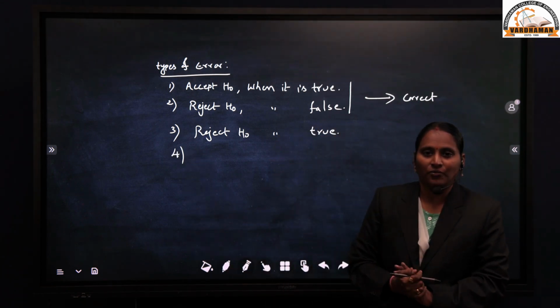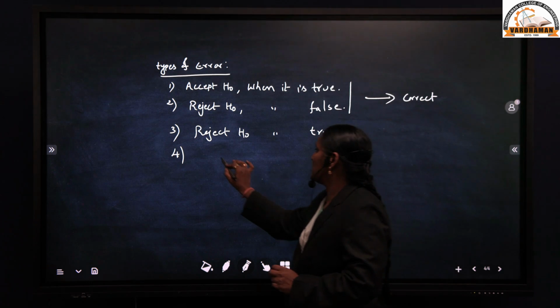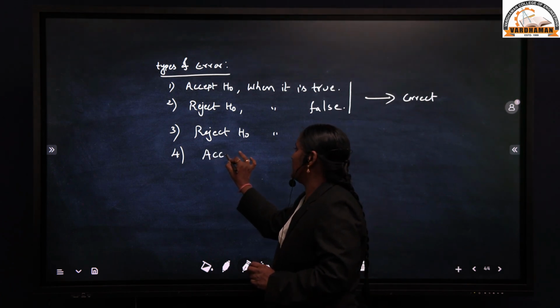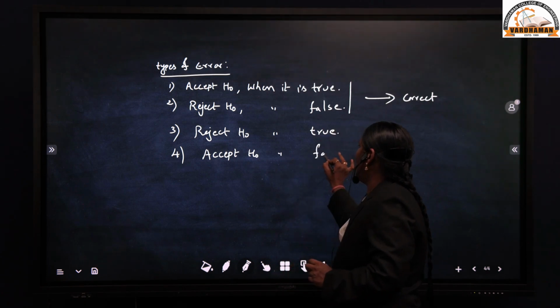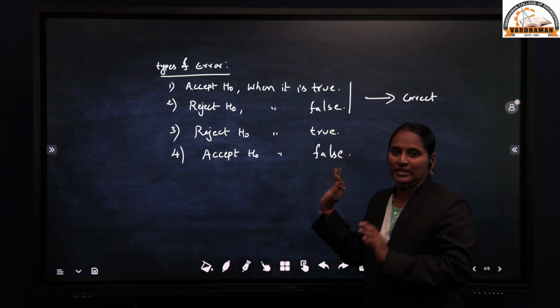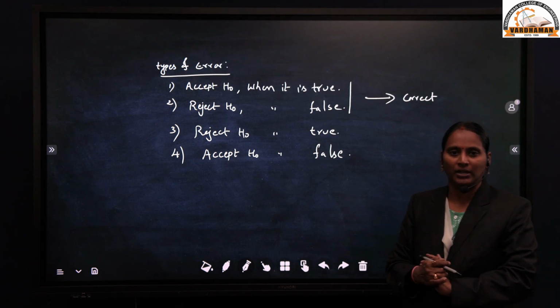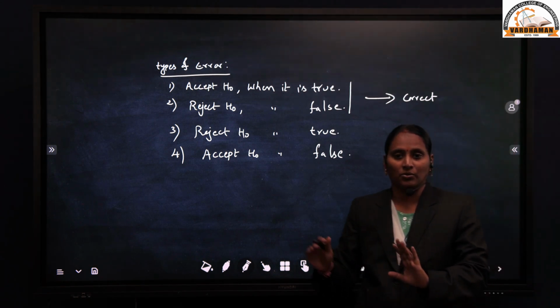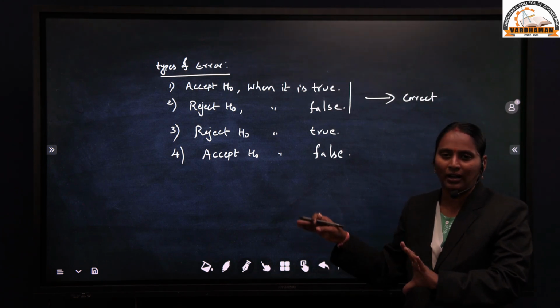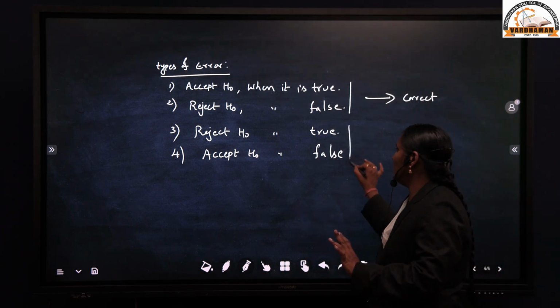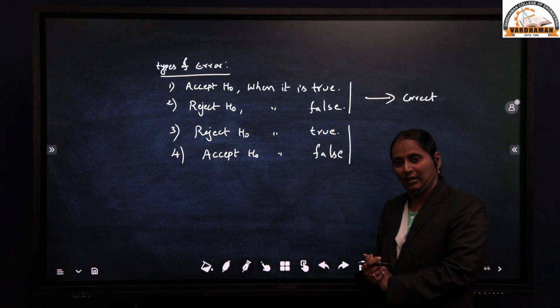Next, the fourth error statement. What is the fourth error statement? Accept H0 when it is false. It means that if the given statement is false, sometimes you have to accept that false statement. So with these two only, you are getting some benefits in your life. So these are what we call error statements.